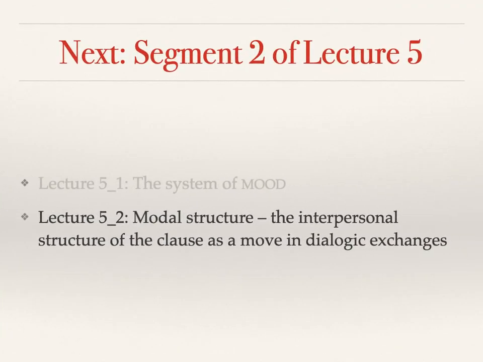An appendix example, just to allow you to consider more instances of mood selections and also a brief initial comparison between English and Chinese, for those of you who can read Chinese. This is the end of segment 1, the first overview of the mood system. In segment 2, we'll turn to the modal structure, the interpersonal structure of the clause as a move in dialogic exchanges. Thank you.